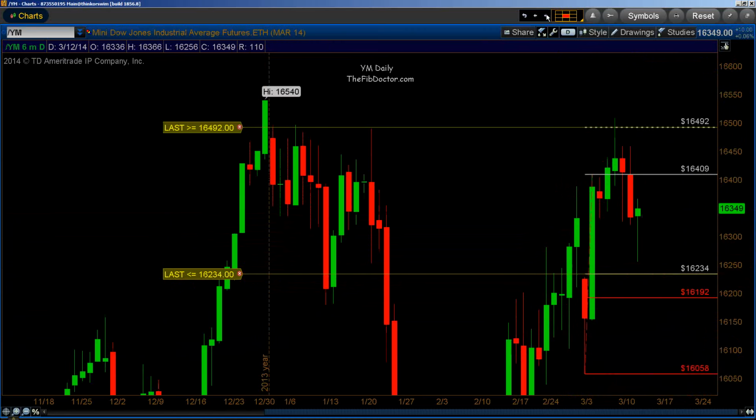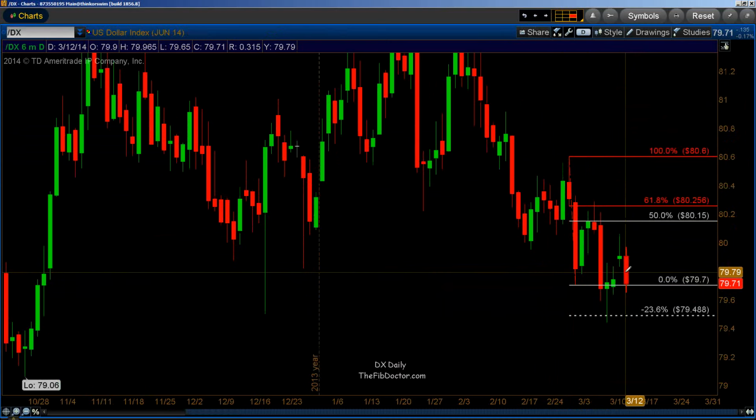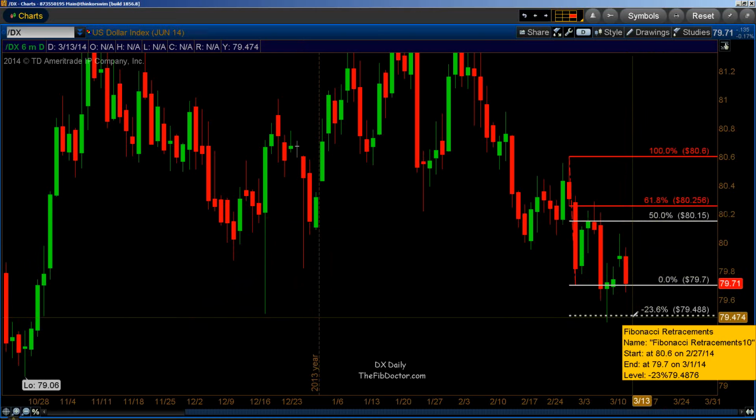Next is the YM. YM was fairly quiet today, relatively speaking to everything else, and it is still between support and resistance. The dollar had a range today of 31.5 cents, I believe it was, so it's between support and resistance.